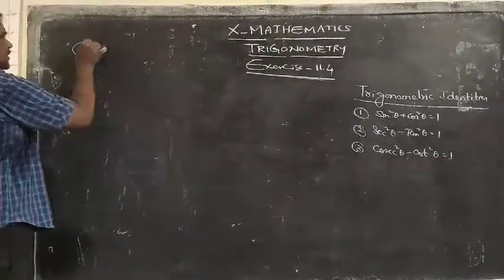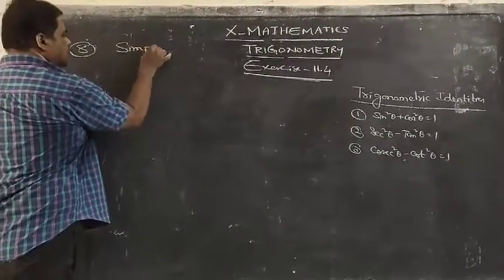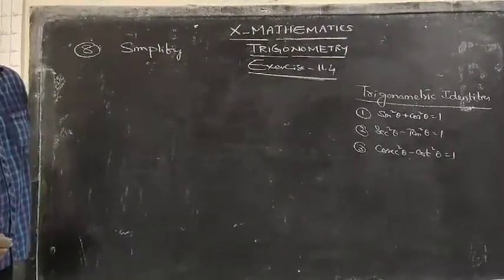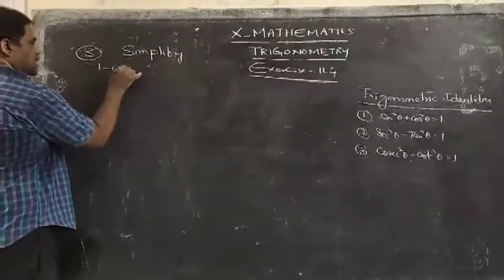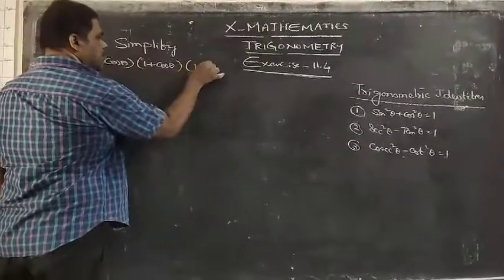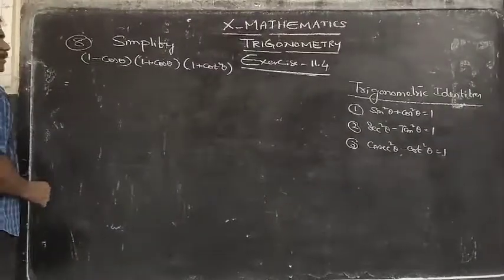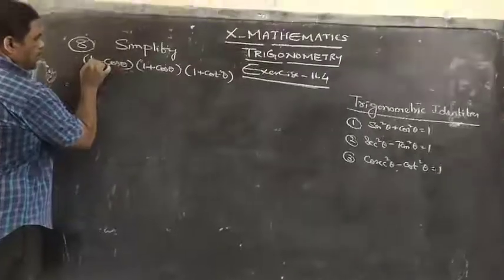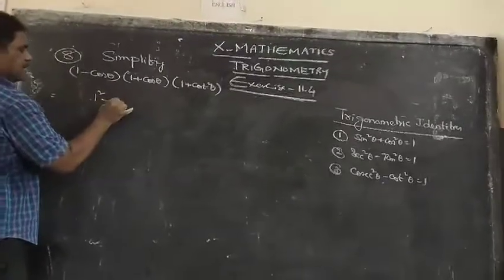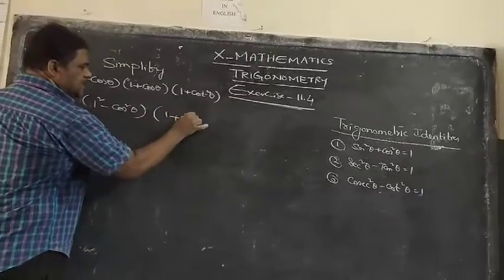Right, question number 8. Simplify one minus cos theta into 1 plus cos theta into 1 plus cot square theta. Here first two terms is in the form of A minus B into A plus B. A minus B into A plus B form is A square minus B square. So it is 1 square minus cos square theta. Third term you write as it is.